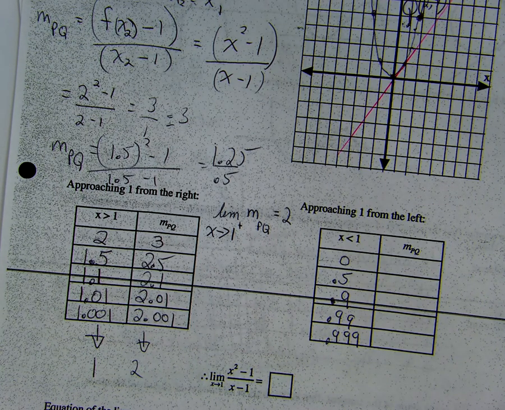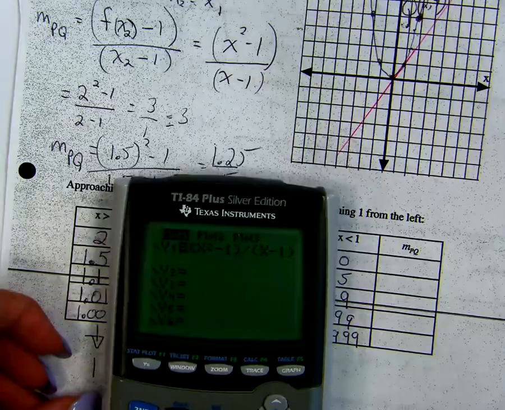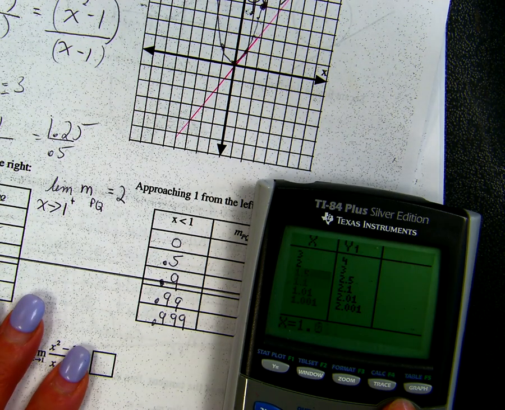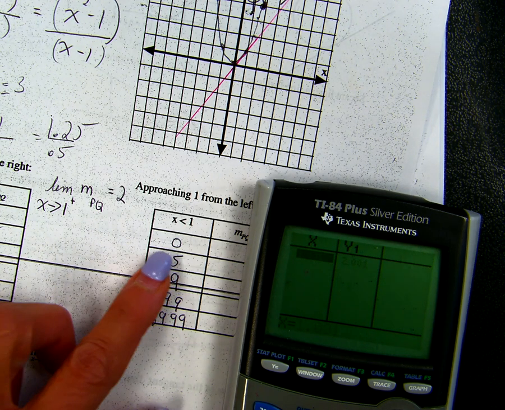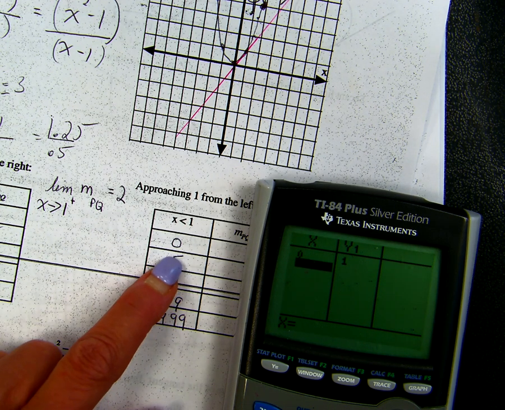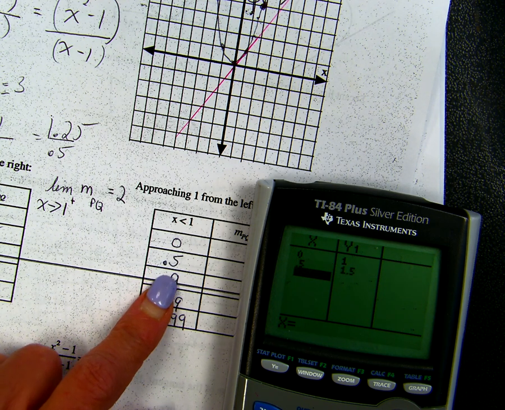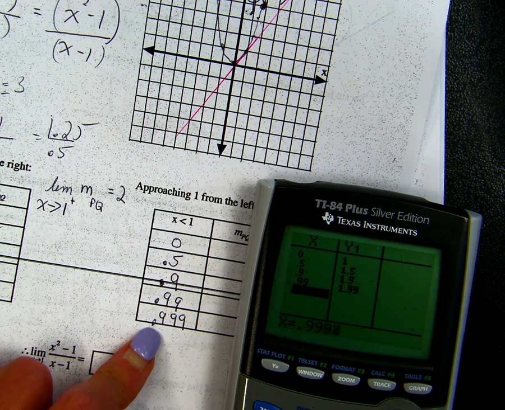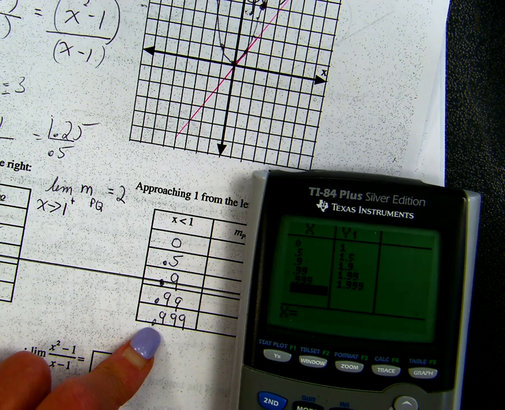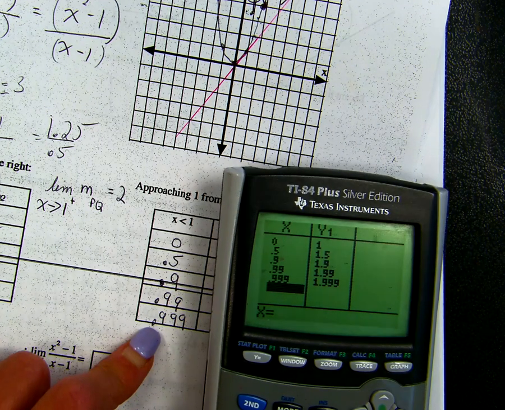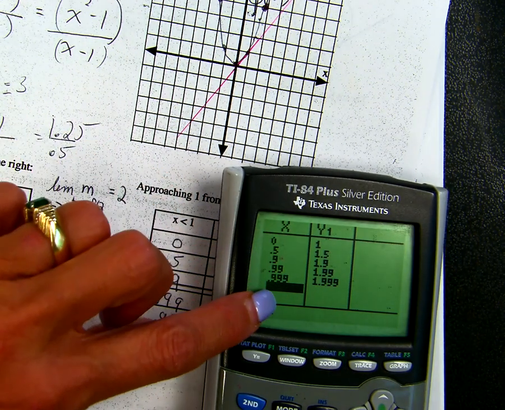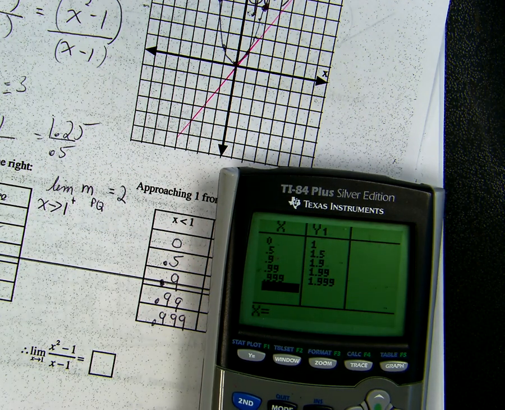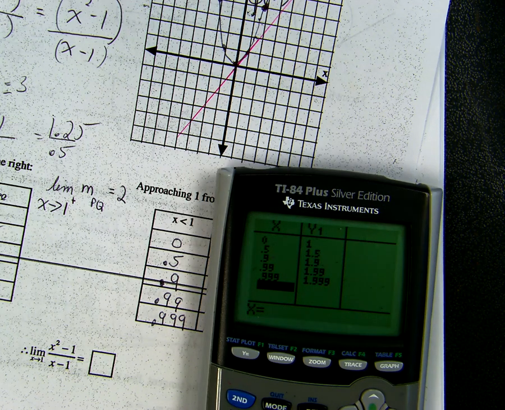If you've already programmed this into your equation editor, then you've got an easy task. Just go to your table and start putting in the values. 0. What's the slope of the secant line? 0.5, 0.9, 0.99, 0.999. And as we approach the value of 1 from the left, you can see the x is getting closer to 1. The slope of the secant line is getting closer and closer to 2.